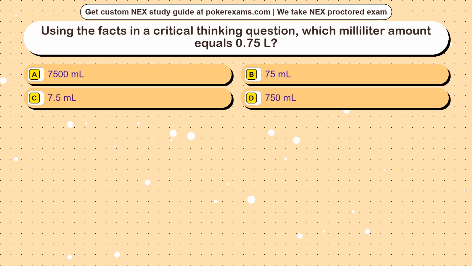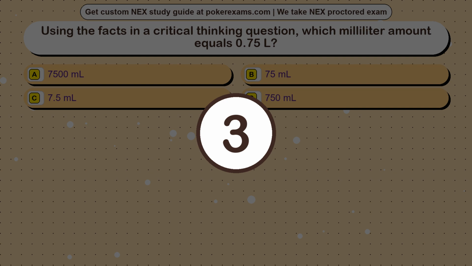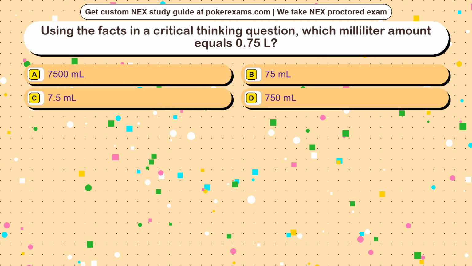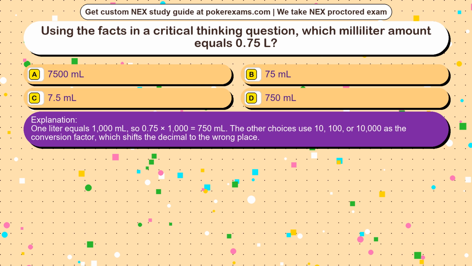Option A, 7,500 ml. Option B, 75 ml. Option C, 7.5 ml. Option D, 750 ml. The correct answer is option. 1 liter equals 1000 ml, so 0.75 times 1000 equals 750 ml. The other choices use 10, 100, or 10,000 as the conversion factor, which shifts the decimal to the wrong place.